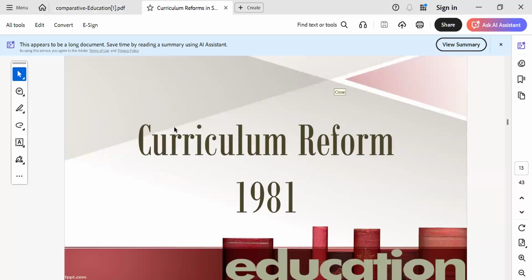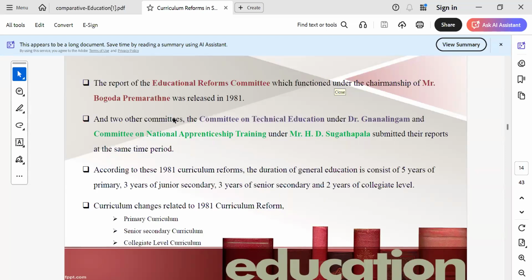Okay, then we are going to move. So after 1972, they took 9 years for the next revision, right? Curriculum reform, 1981. The report of the Education Reforms Committee, which functioned under the chairmanship of Mr. Bogoda Premaratne, was released in 1981. So they had a lot of issues about that subject matter, so they appointed committees, right, to give the report.